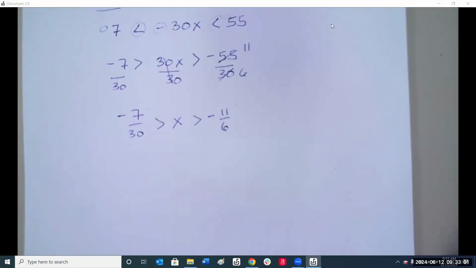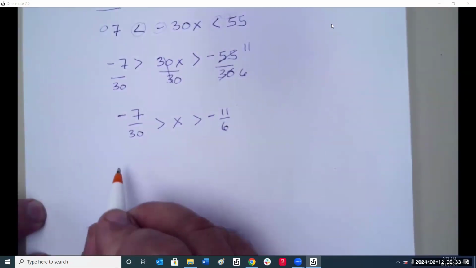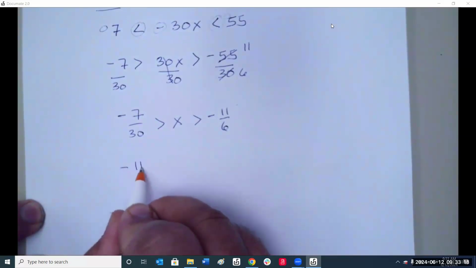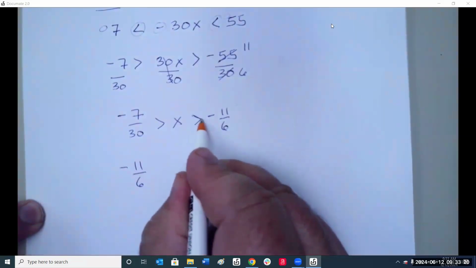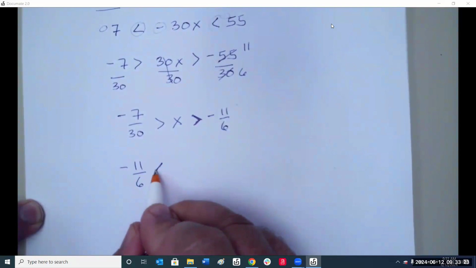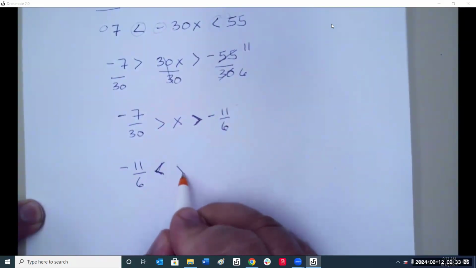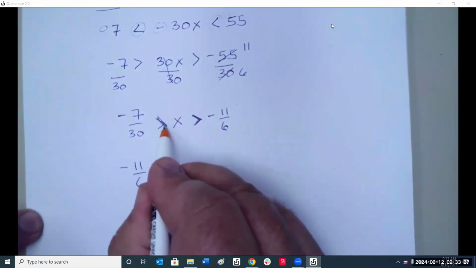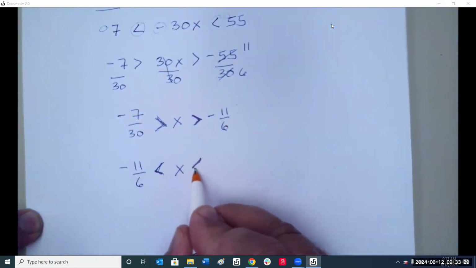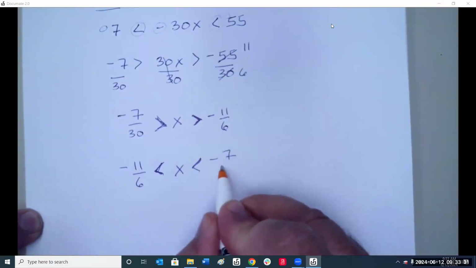One more step. Because it's supposed to go from smaller to larger when you read left to right, but it's not. So we have to flip the whole thing. So put the negative 11 over 6 over here. It's got to still point to it. X goes in the middle. It has to point to it. And then -7 over 30.